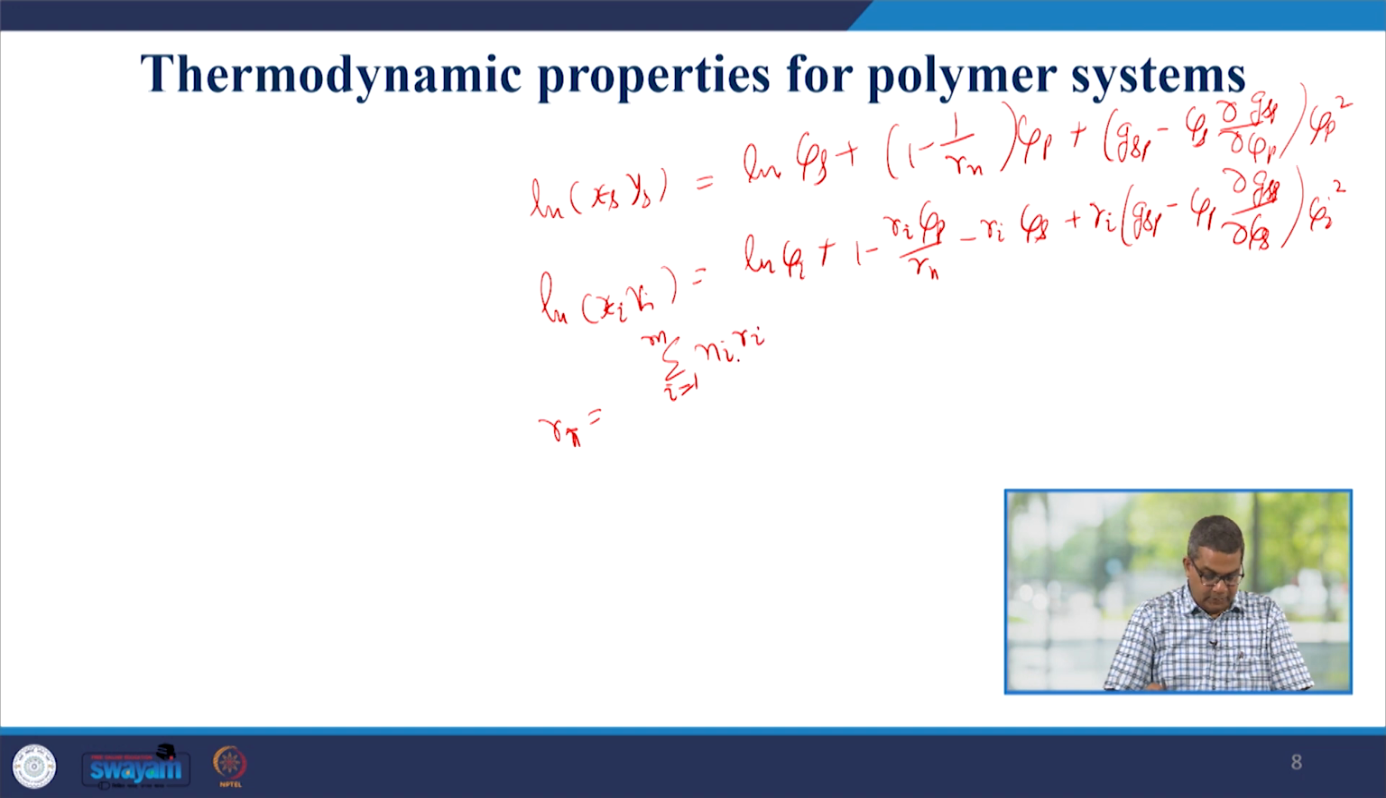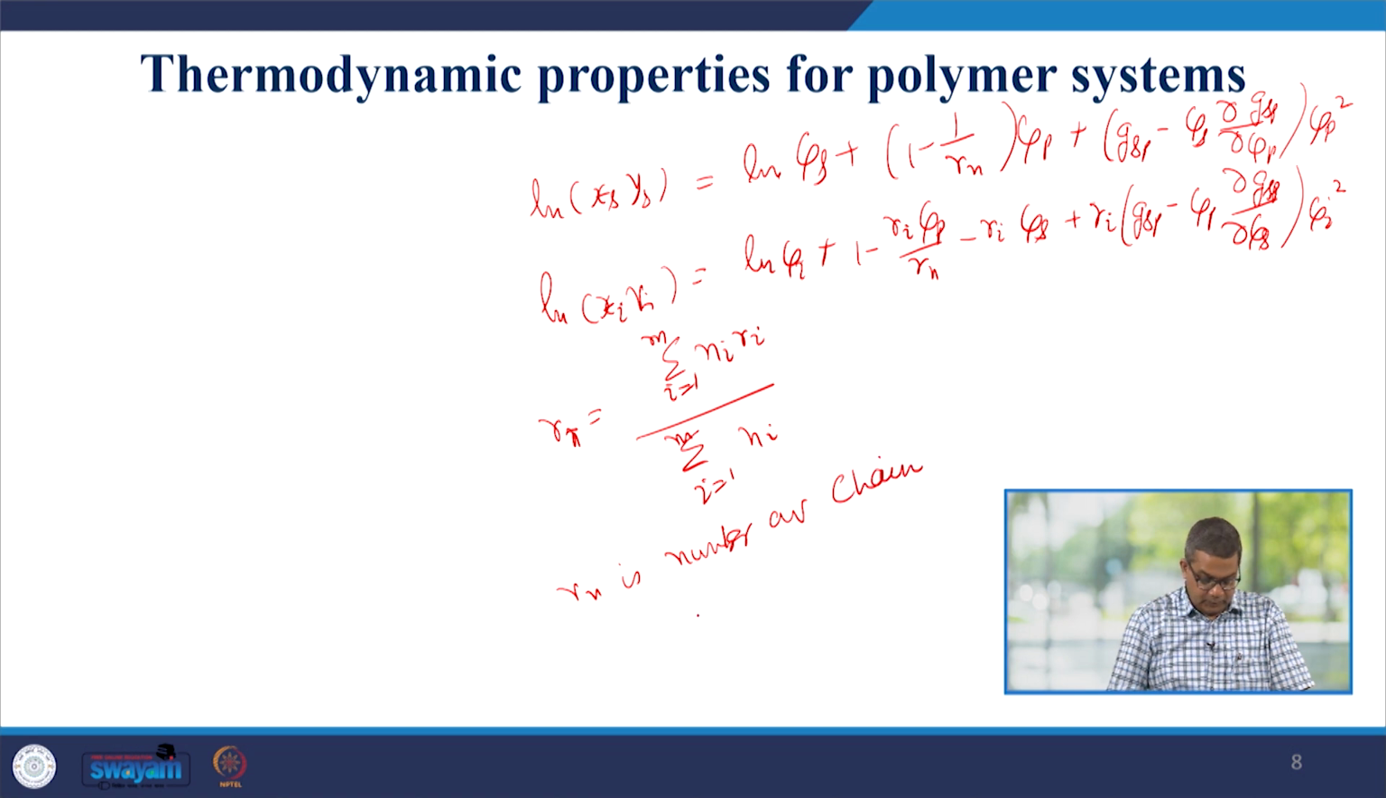Now Rn is equal to the summation from I equal to 1 to M of Ni Ri over the summation from I equal to 1 to M of Ni, where Rn is the number average chain length of the polymer.